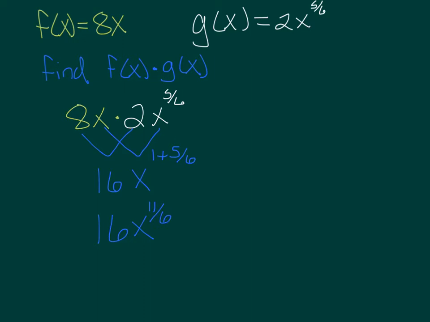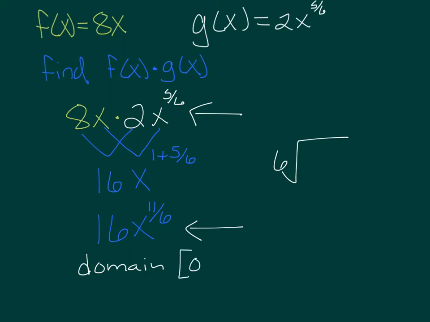We also want to think about the domain though. Because 11/6 and 5/6, we look back at the original problem, we look at the answer too. And both of those are sixth, and that's taking the sixth root. And we all know you can't take the sixth root of a negative number. You can't take any even root of a negative number. So our domain has to be 0 to infinity, where x is greater than or equal to 0.